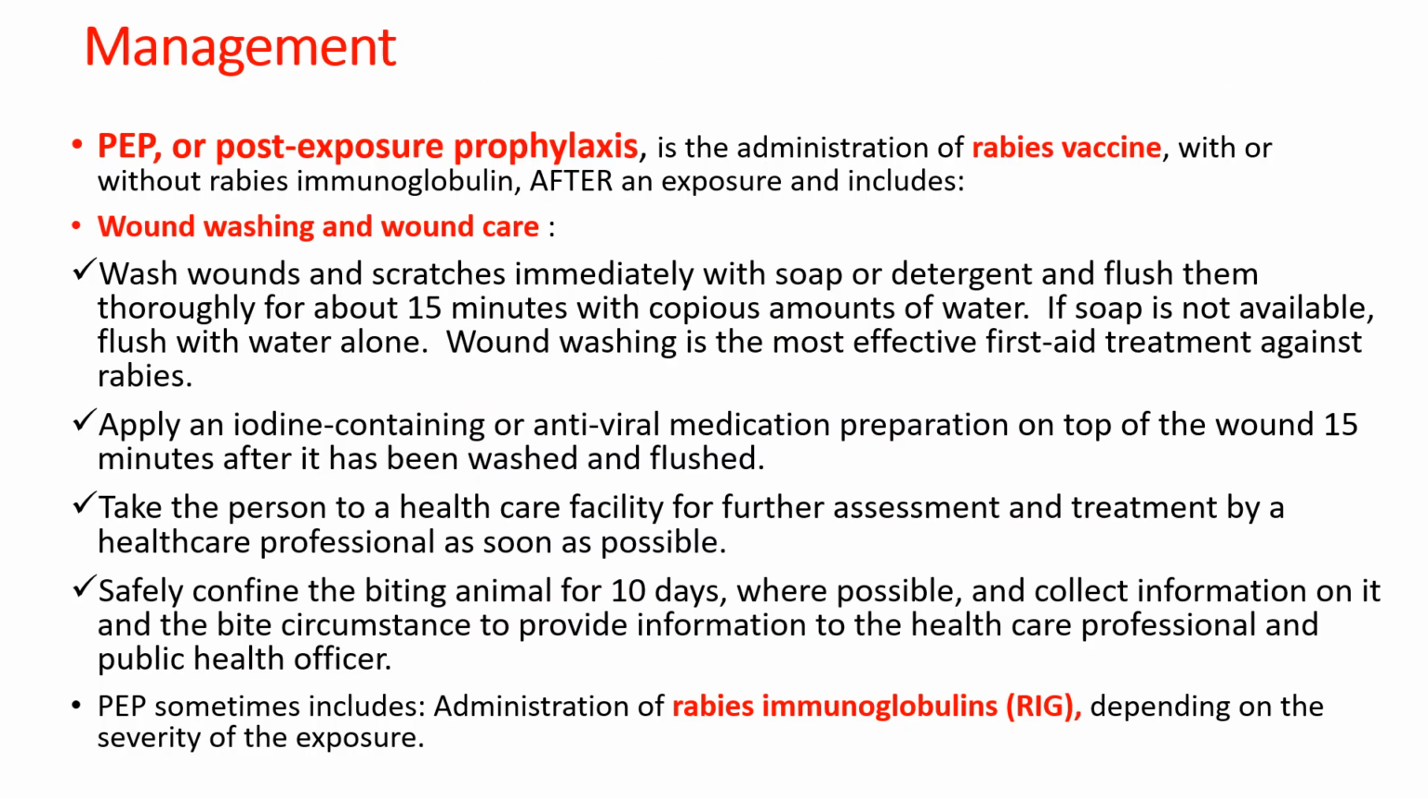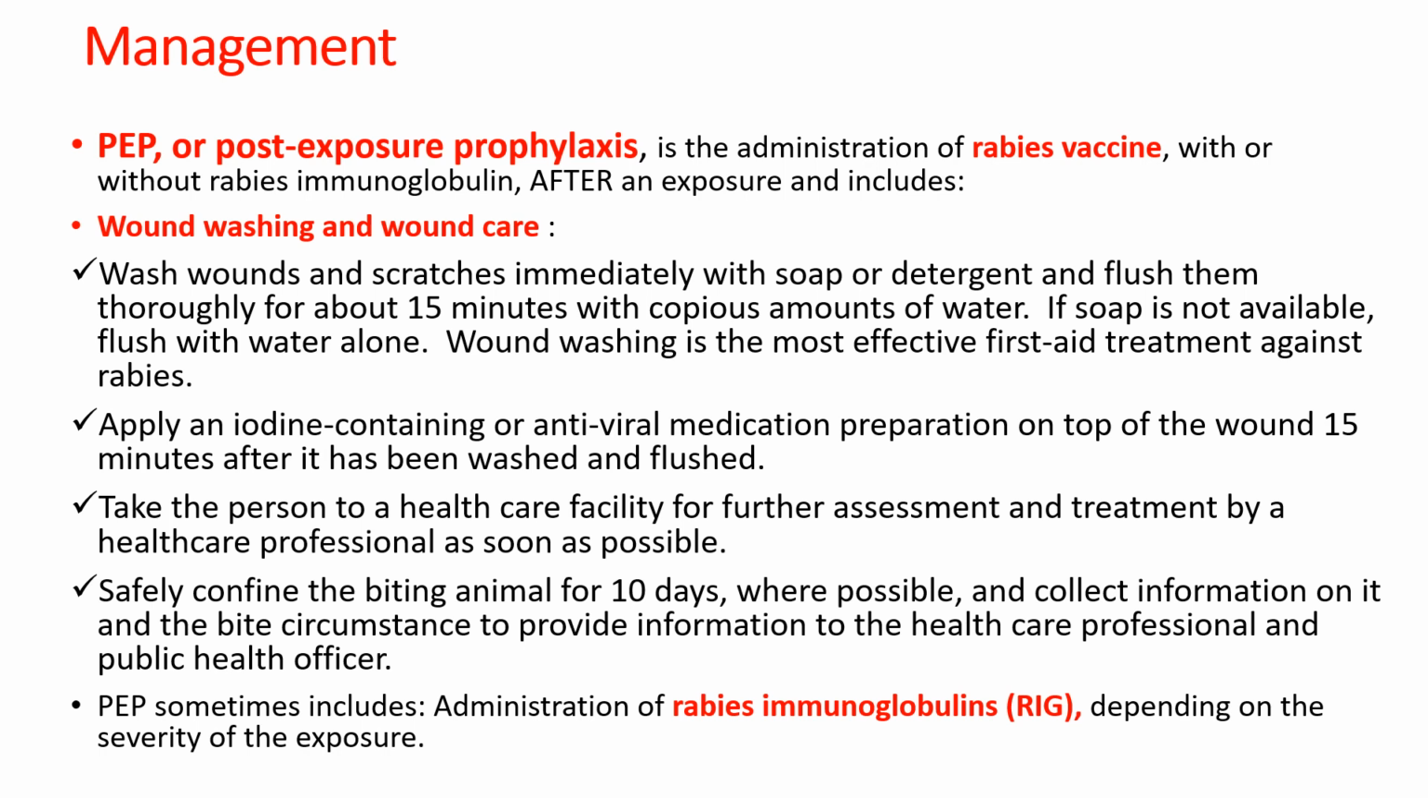So let's look at the management. The post-exposure prophylaxis, or PEP as it is popularly known, is the administration of the rabies vaccine with or without the rabies immunoglobulin, just as we mentioned earlier, depending on the type of exposure category. And the first thing that it includes is wound washing and wound care.